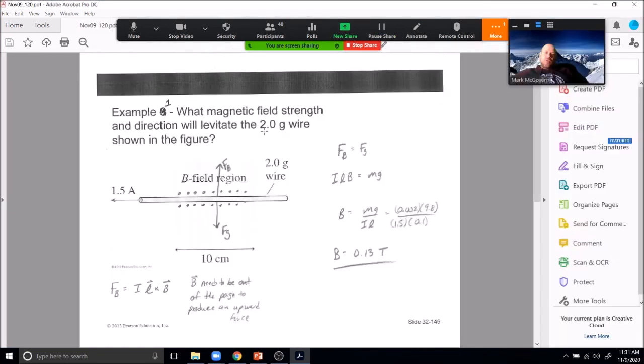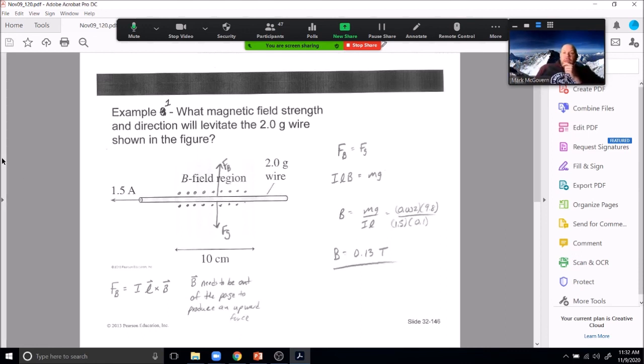The 2-gram wire figure. Okay, so now to be clear here, because it's not a lot of explanation, just a picture. We have current moving to the left here, and the region where the magnetic field's going to be is in a space of 10 centimeters. The wire here represents the entire length of the wire, because if we're talking about gravity, the force that gravity is going to exert is the weight of the wire. And there could be wire outside of the 10 centimeters. That's part of the weight.